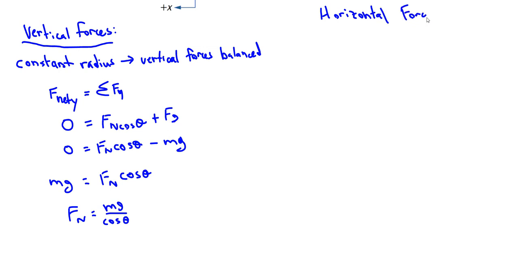For our horizontal forces, we're going to say the net force in the x direction equals the sum of forces in the x direction. So what are the forces in the x direction? Well, that's the force causing us to stay in a circle, to be in circular motion as we go around this curve. What's our net force? It's MAC, mass times centripetal acceleration. What's the sum of forces in the x direction?